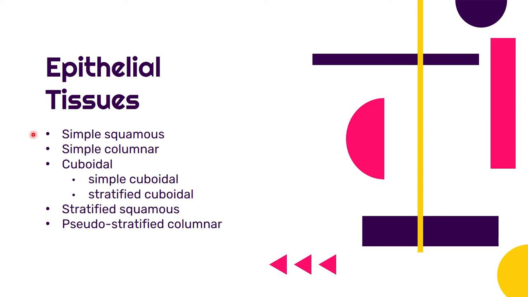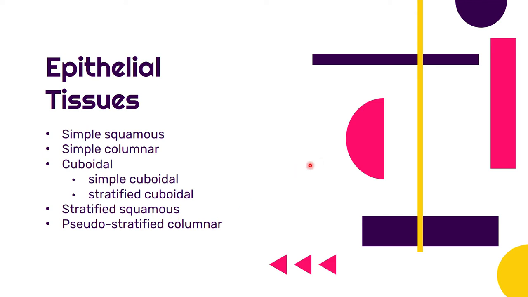We have the following. We have simple squamous, or some would pronounce this as squamous. It's up to you, but for me, I would prefer squamous. Simple squamous epithelium. We also have simple columnar. We also have cuboidal, so cuboidal has specific types. We have simple cuboidal epithelium and stratified cuboidal epithelium. We also have stratified squamous, and then we also have pseudo-stratified columnar.